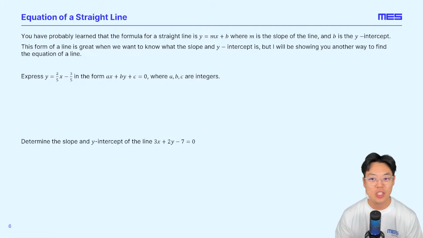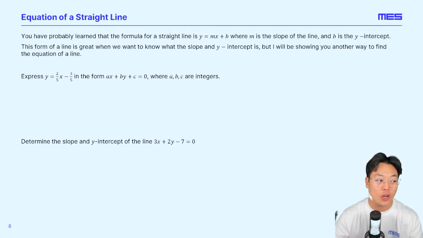Okay, now let's enter equations of a straight line. Understanding our concept of slope is super, super important when trying to understand equations of lines. In this case, straight lines. We need to understand equations of straight lines before we can get into any curved functions as well. That's why we start with this. You have probably learned that the formula for a straight line is y equals mx plus b.